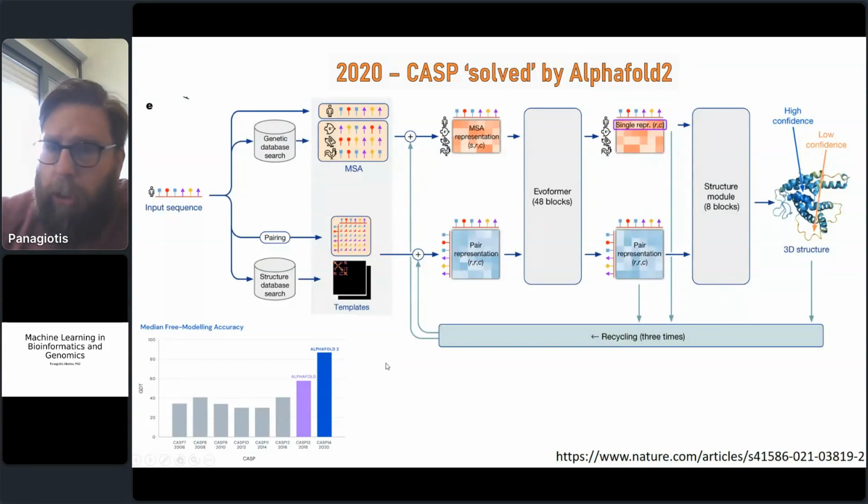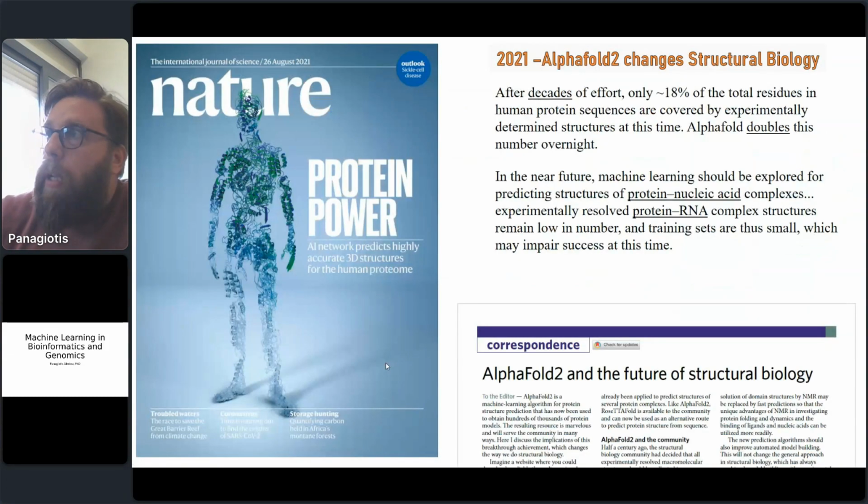Okay, and then of course everybody starts using this now. There are several branches of protein structure prediction with various applications that come from that.